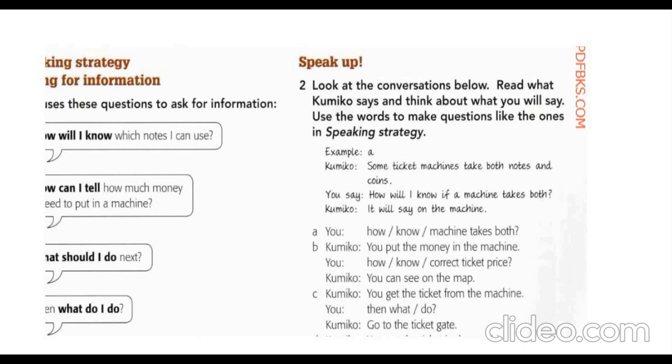It will say on the machine. Now we have A, B, C, etc. Try to write the suitable questions for Komiko's statements. For example, here A: how do I know if a machine takes both? Komiko: you put the money in the machine. Depending on Komiko's answer, construct the suitable question.